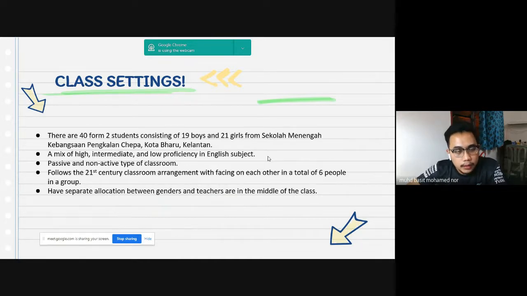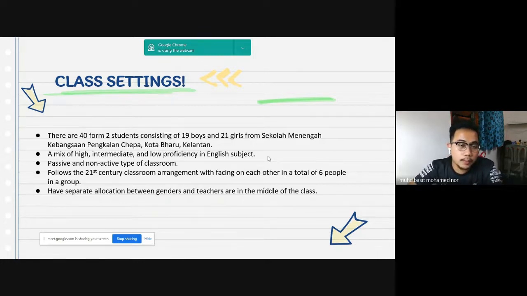The next one is it is a mix of high, intermediate, and low proficiency in English. So basically, in this school, we have the high, the intermediate, and the low proficiency, so they blend in a class. This class is a passive and non-active type of classroom. Basically, in this class, the high proficiency students don't interact with the others who are very low, regardless of them.